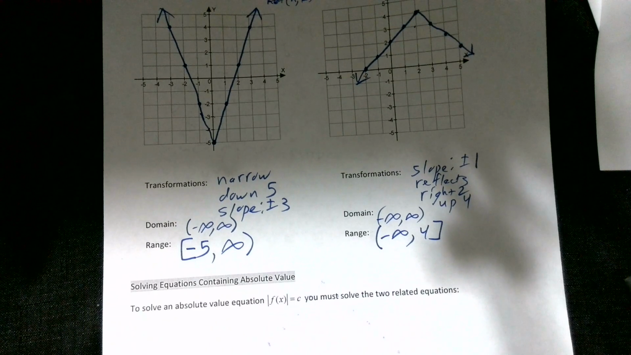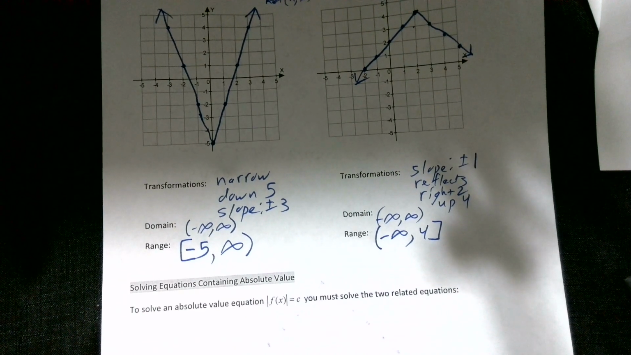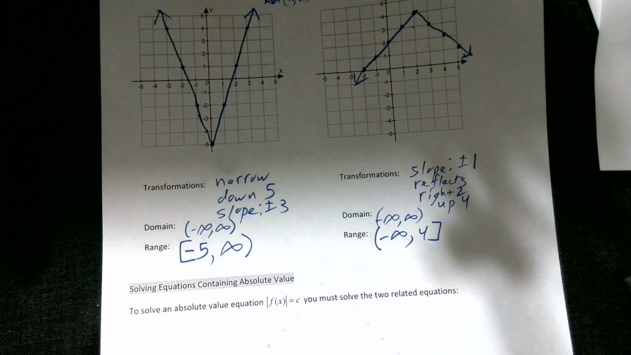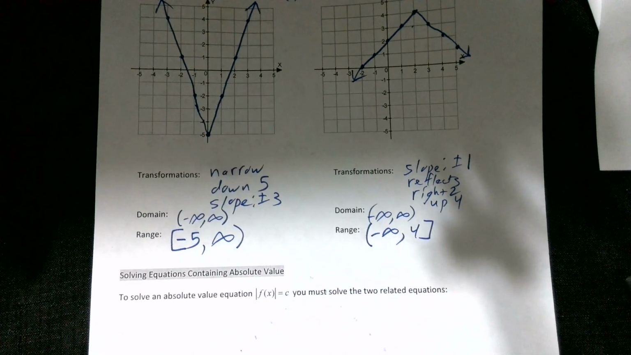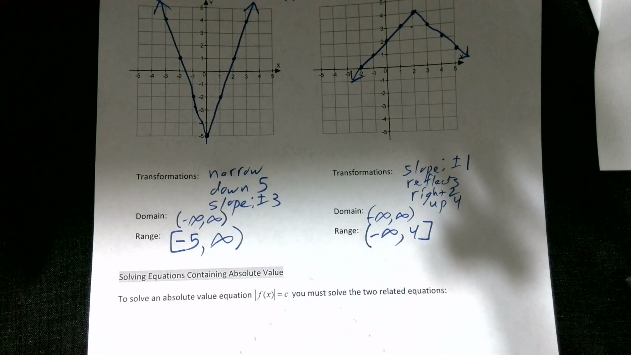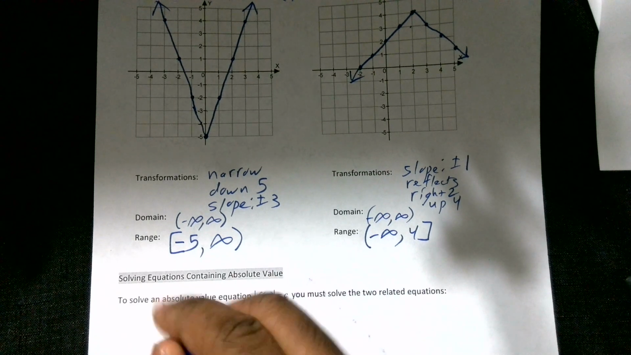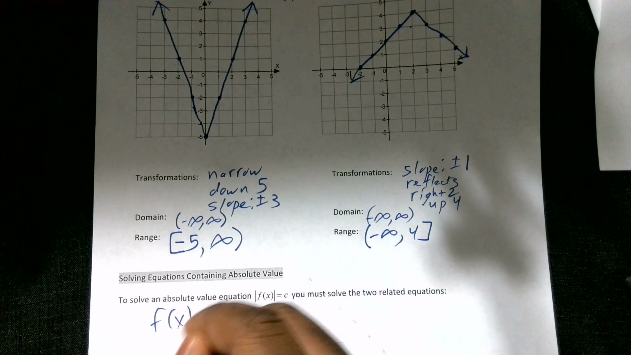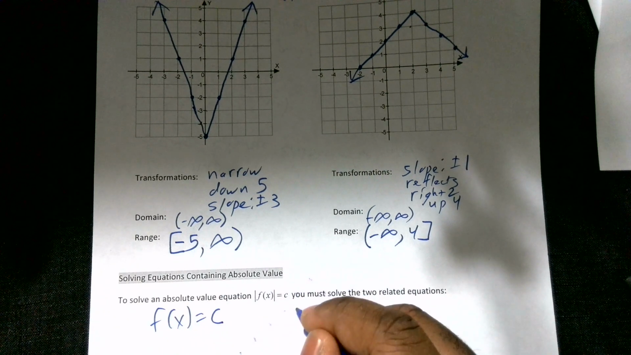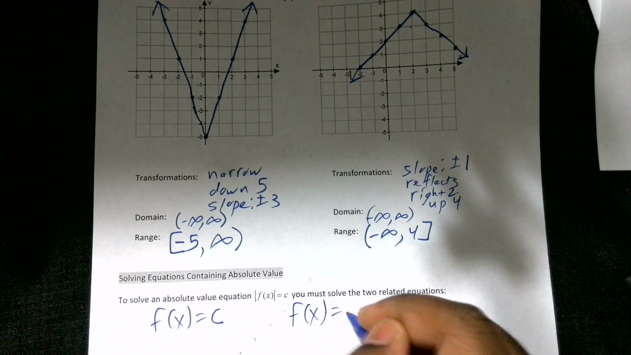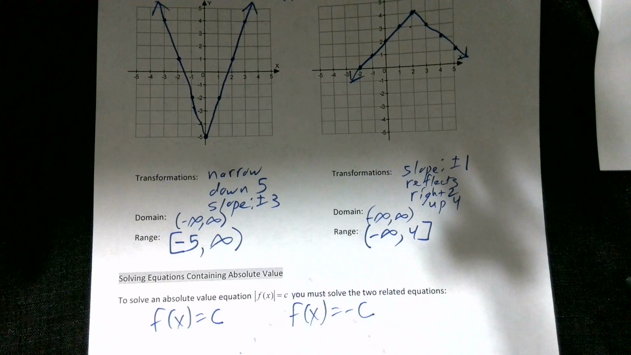Now, it says solve an equation containing an absolute value. It says to solve an absolute value equation, the absolute value of f of x equals c, you must solve the two related equations. One equation would be f of x is equal to c. The other equation would be f of x equals negative c. Now, we're going to translate that to our next page, which is page 240.